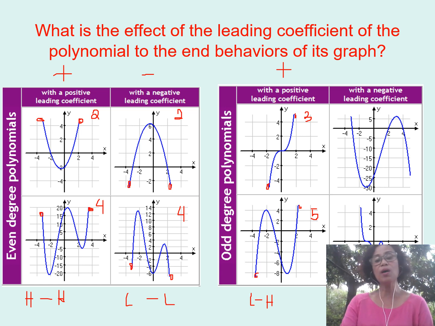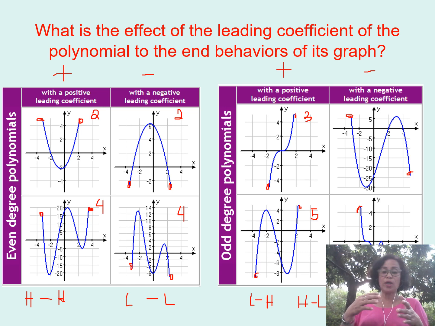Now let's move on. What happens if the leading coefficient of the odd numbered polynomial function is negative? It starts with a high, then ends with a low. Same here, it starts with a high and it ended with a low. So if it's negative, it is high, then it is low. Okay, so that's the end behaviors of each polynomial function.